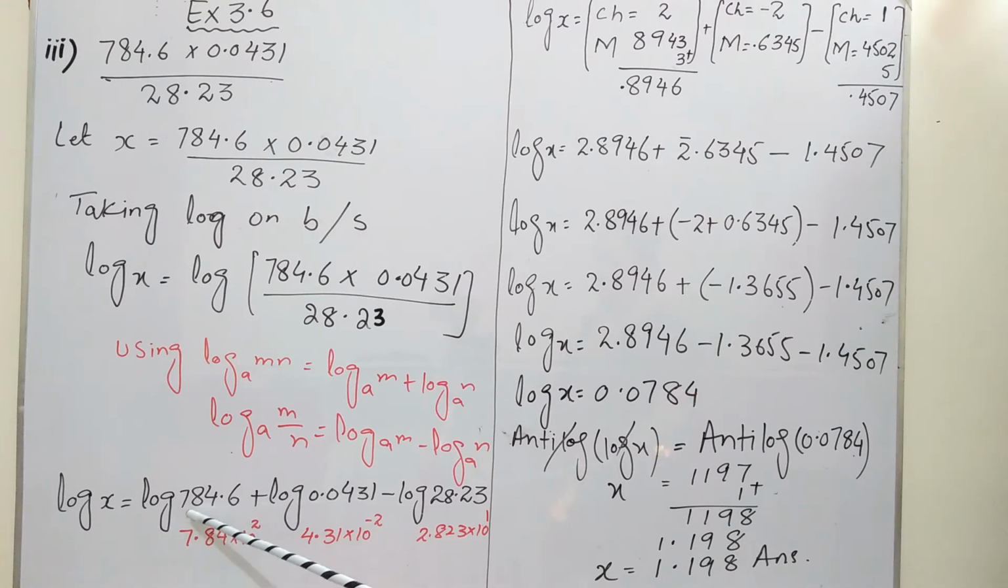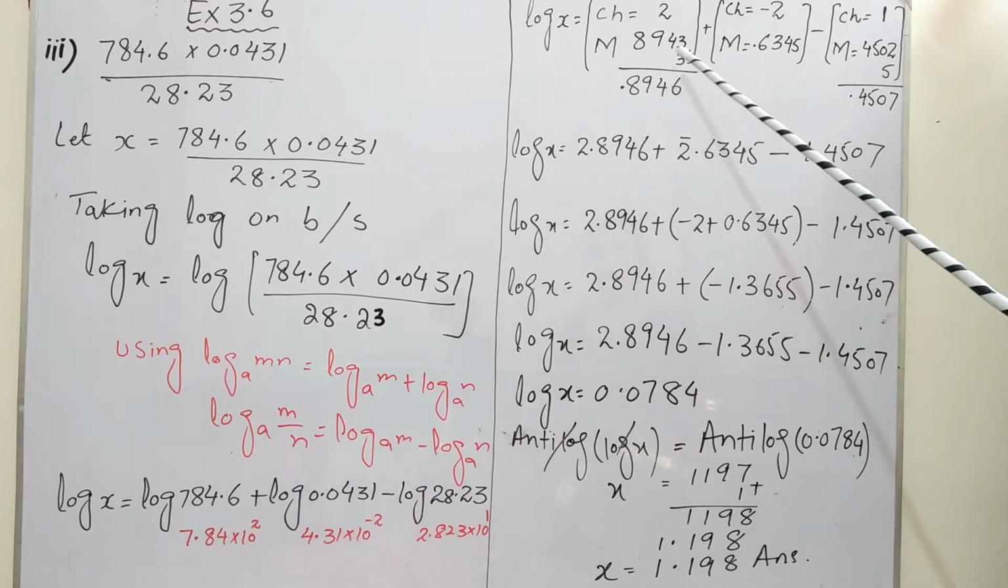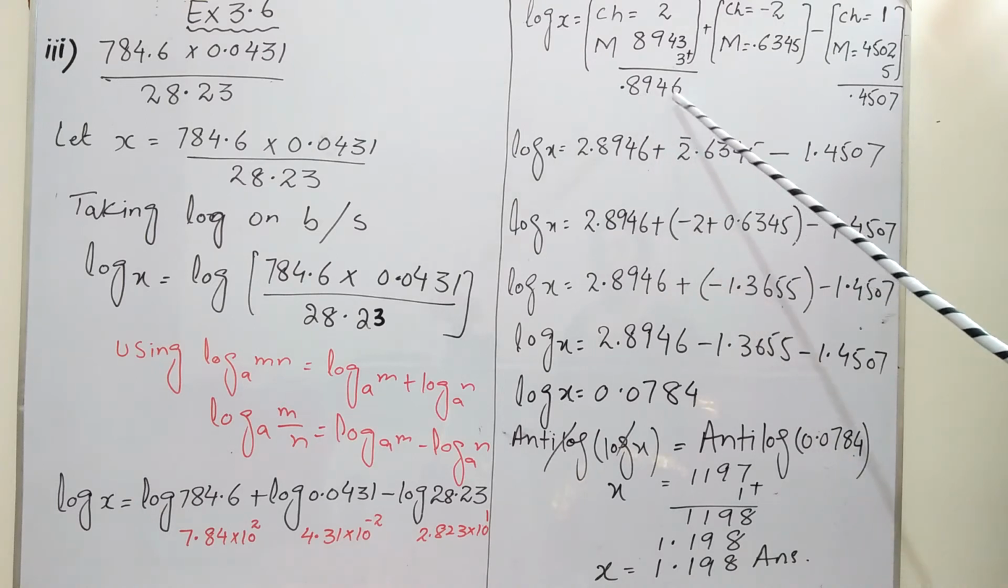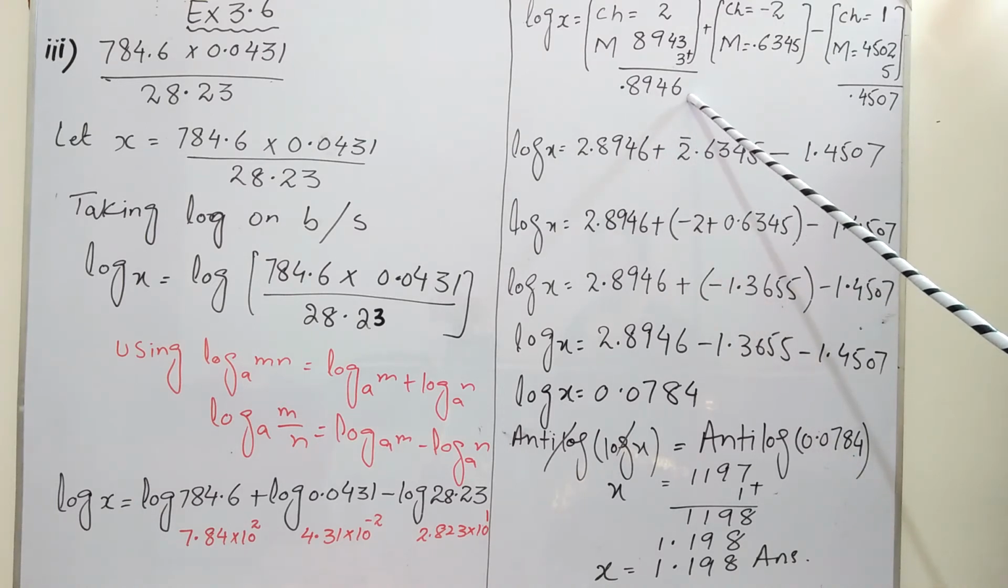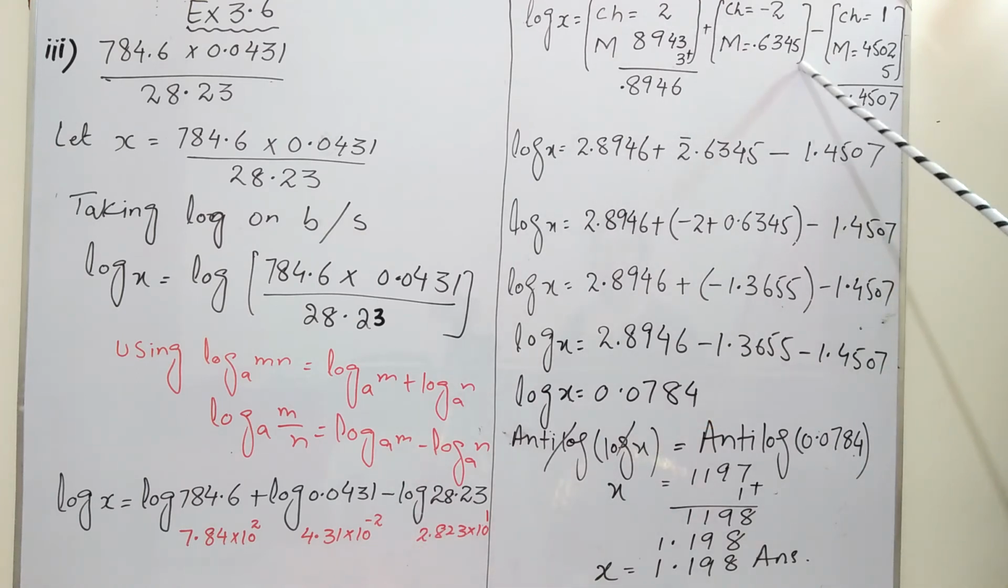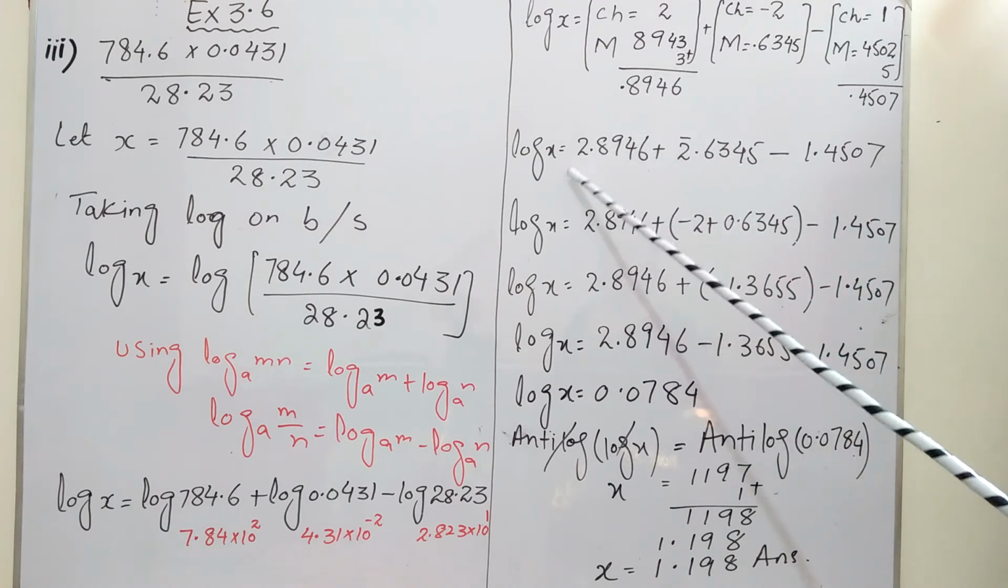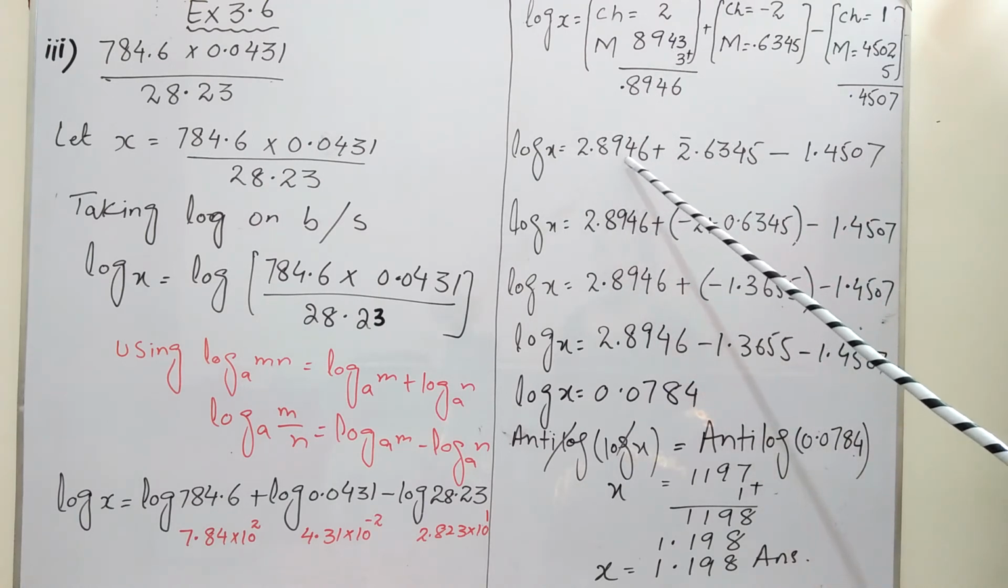For the value of the mantissa we will use the logarithm table. For the first value we will check the value of 78 under the column of 4, and then the value of 78 under the difference column of 6, and we get 8943 plus 3, which is 0.8946 in the end. For the second value we get from the log table 6345, and for the third value we get 0.4507.